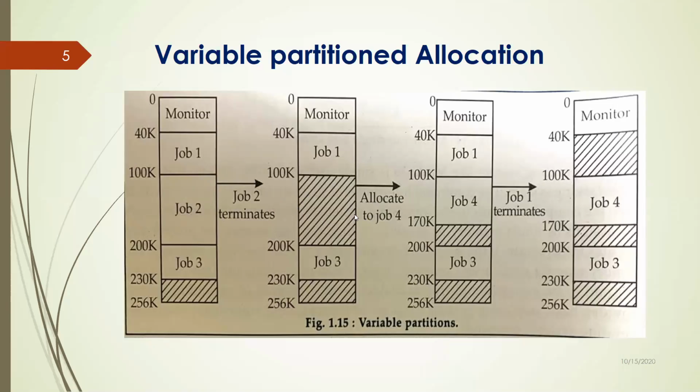If the memory block is free, the operating system manager will allocate the process, job, or file to this block, so that job 4 will get allocated. See, job 4 occupies only from 100 to 170K. So the remaining 30K is free. It is not yet used. Same thing when job 1 is terminated: this particular block will get free. So this is how you need to explain variable partition allocation.